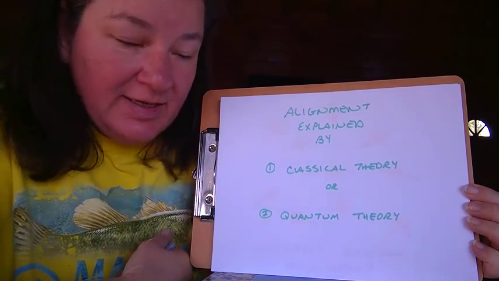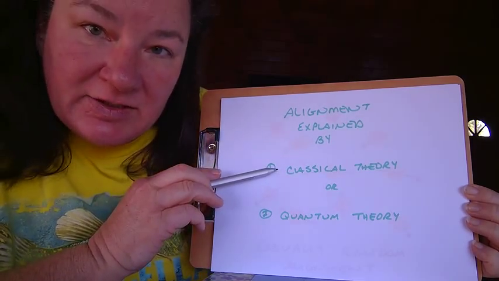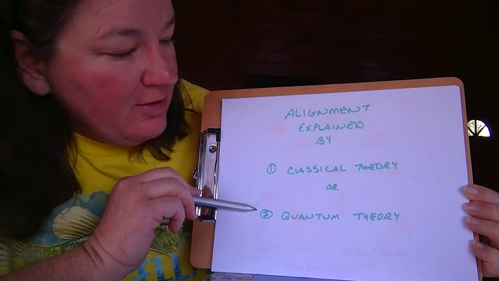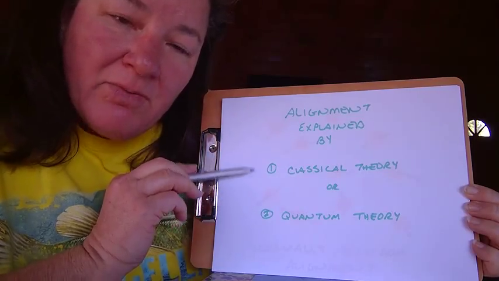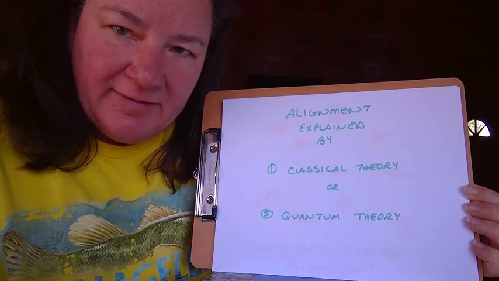Now, alignment is explained by two theories. The first theory is the classical theory. The second theory is the quantum theory. We're going to combine both, but let's first talk about each one separately.